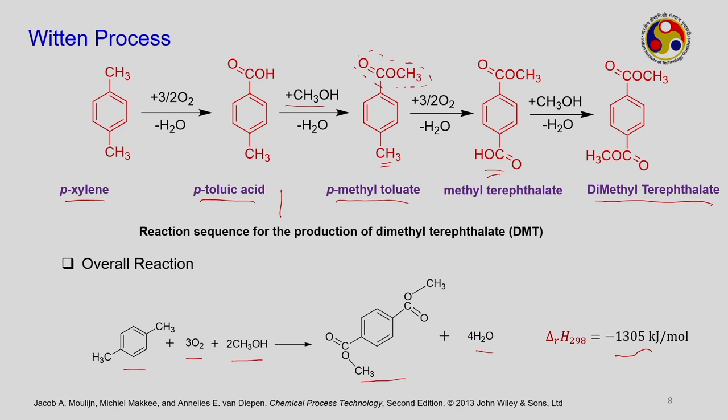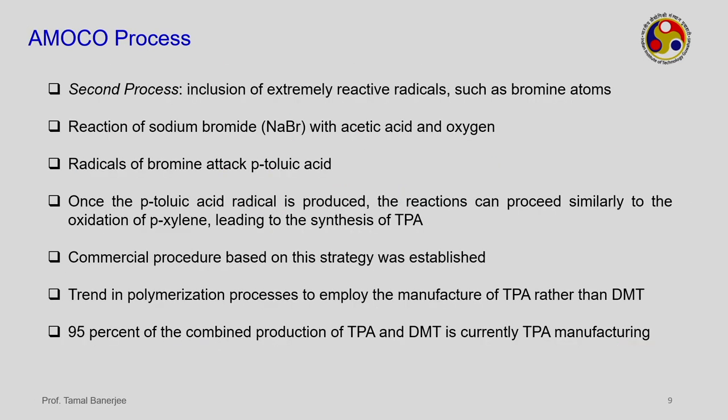So let us see the second process now. This is the first process. What is the second process? The Amoco process. The Amoco process includes extremely reactive radicals such as bromine atoms. Now these bromine atoms will react with sodium bromide, in the form of bromine atom, will react with acetic acid and oxygen. With this, a bromine atom radical is created, and this bromine atom radical will attack the paratoluic acid.